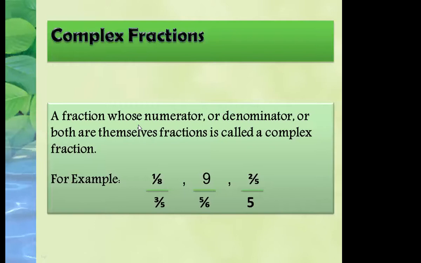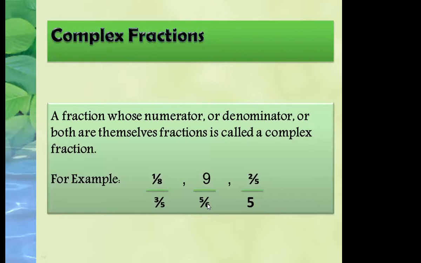Okay, what is a complex fraction? In complex fractions, if your numerator and denominator both are themselves fractions, then you will say it is a complex fraction. Just suppose here you can see you have 9 as the numerator, but your 9 is a whole number, but your denominator itself is a fraction.